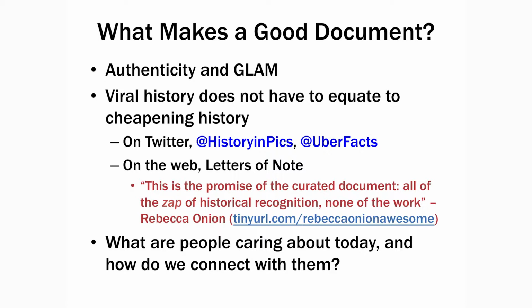You also have someone who's actually quite good. The website Letters of Note also has a site called Lists of Note, in which Shaun Usher, the curator of those sites, will pull interesting letters from archives, but they don't really offer much context or analysis. There's a really great analysis written by Rebecca Onion, who runs Slate's The Vault blog, who says that what Letters of Note does is a chronically curated document: all the zap of historical recognition, but none of the work.